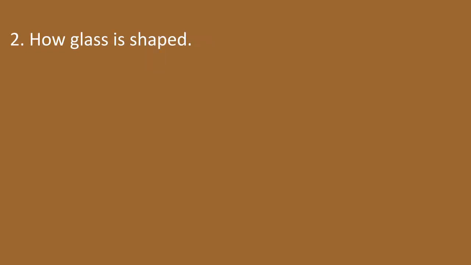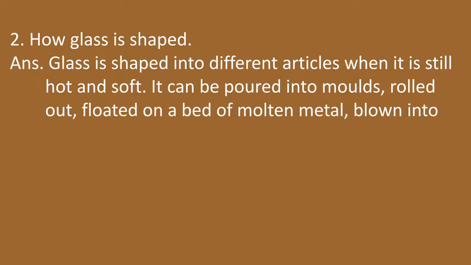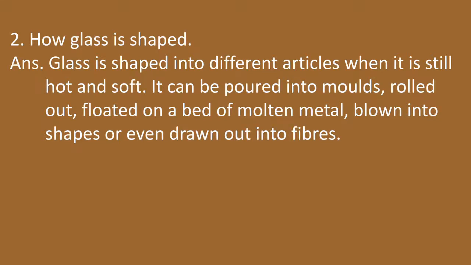How glass is shaped. Answer. Glass is shaped into different articles when it is still hot and soft. It can be poured into molds, rolled out, floated on a bed of molten metal, blown into shapes, or even drawn out into fibers.